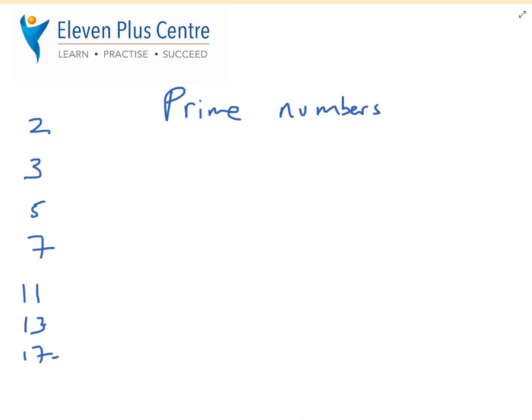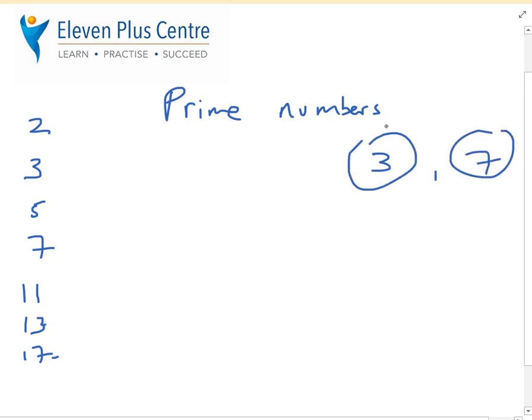The other thing I want you to know is, if you're given a number and you're not sure if it's prime, but you want to work it out, rather than trying to find all the factors of that particular number, you just try and divide it by 3 or by 7. These two numbers are really important for working out if a number is a prime number or not.